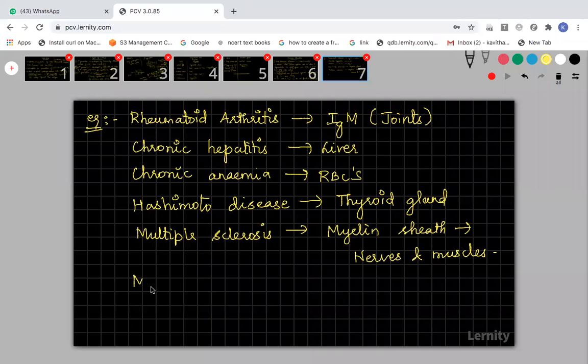And then myasthenia gravis. This is a muscular disorder, and this causes degeneration of your muscles. This also you would have studied in your locomotion and movement chapter. Like this you have so many autoimmune disorders. For autoimmune disorders, they will give immunosuppressive drugs to suppress your immune system. Fine. These are some examples of autoimmune disorders.